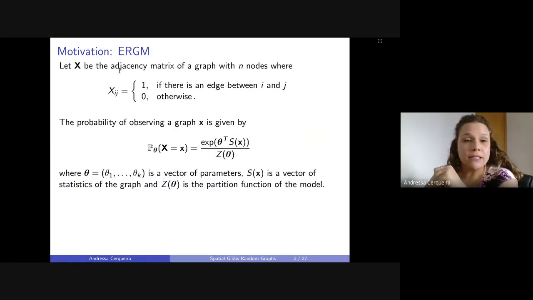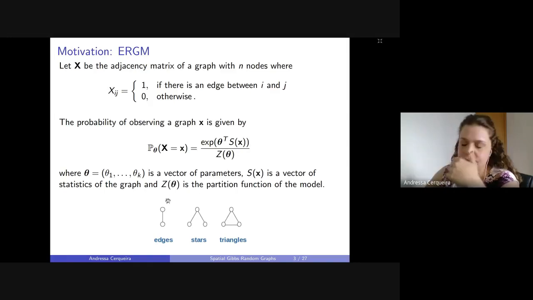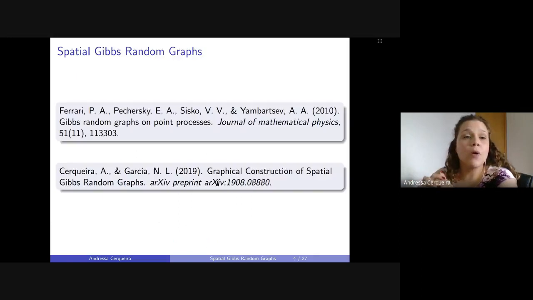So thinking about this, we would like to define a model that's quite similar to this one, where we have a model that takes into account structures in the graph, for example, numbers of edges, triangles, stars, clustering, whatever. And also we are going to use the information of how far apart the vertices of the graph are. This is the model that we call spatial Gibbs random graphs.